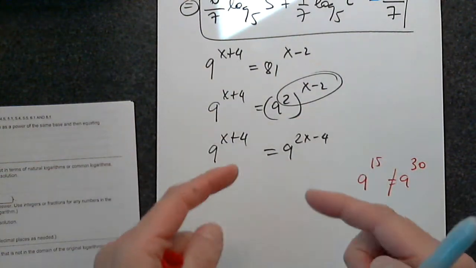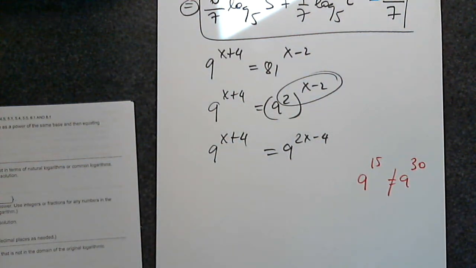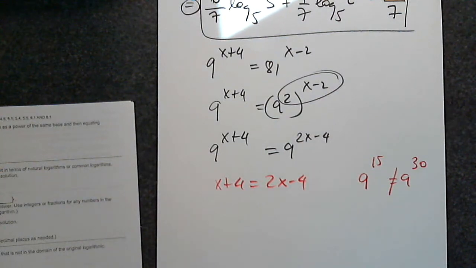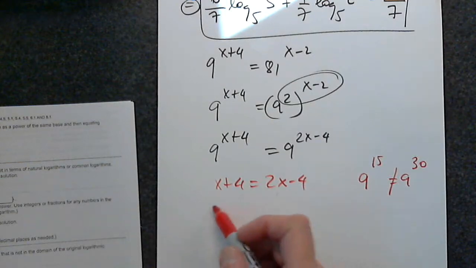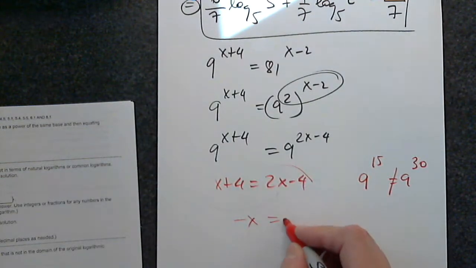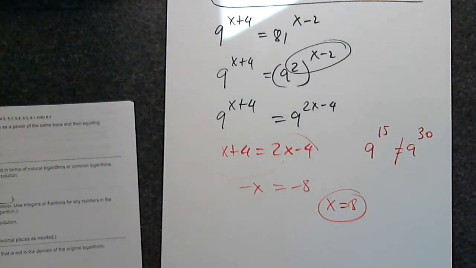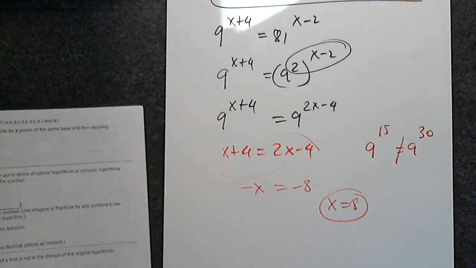Two numbers are equal and they have the same base. What must happen? Exponents have to be the same. No other way. There's no other way. This is linear. I move 2x, I get negative x. I move 4 and I get negative 8. So therefore, x equals 8. Is this okay?